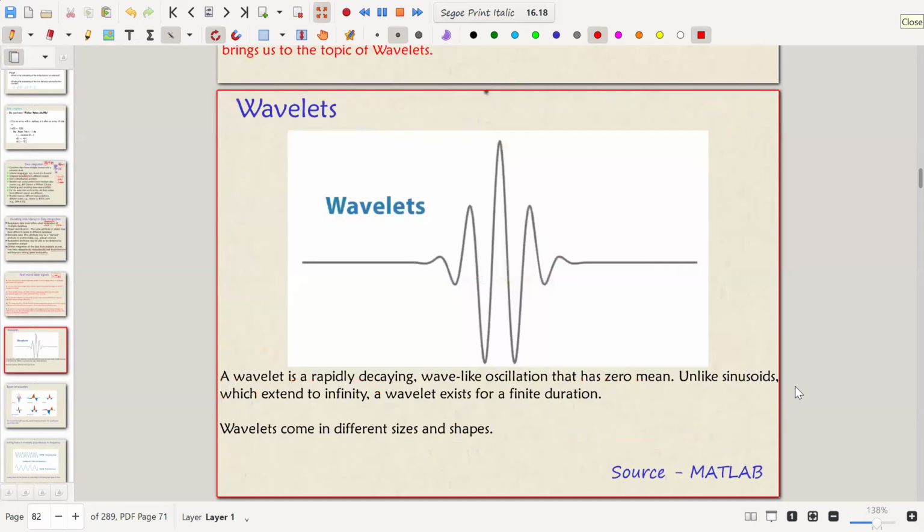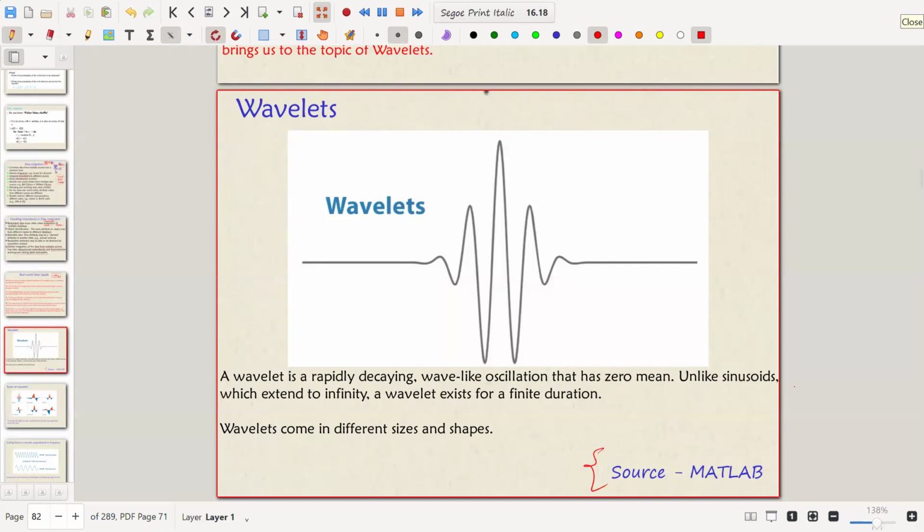So let us see what a wavelet is. I have taken this from the MATLAB web page, but it's a very good resource. I will share that with you. You can see this is a wavelet. You know about sine waves, the discrete Fourier transform, Fourier series and all those things, but wavelets are something very nice.